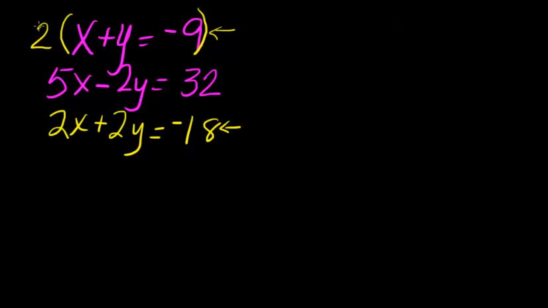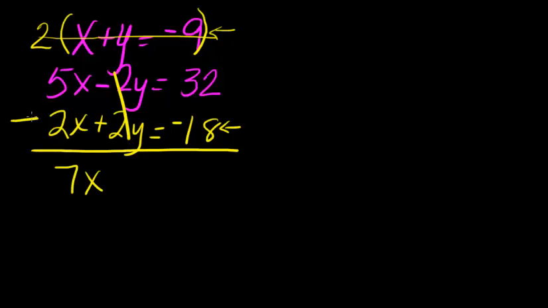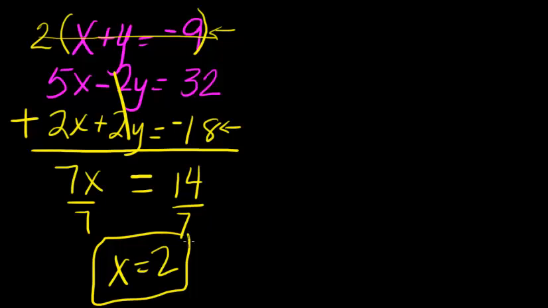Okay, so now we are going to disregard this equation for now, and we're going to add the two equations we have left. 5x and 2x gives me 7x. Negative 2y plus 2y is 0. Remember, we're adding. And 32 plus negative 18 gives me 14. I divide both sides by 7. And x equals 2.